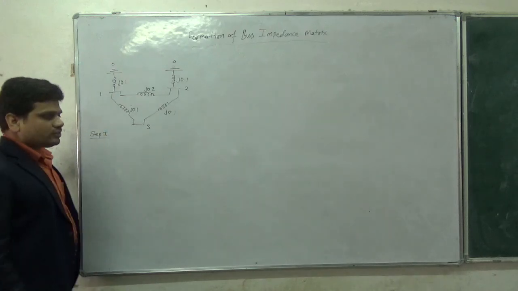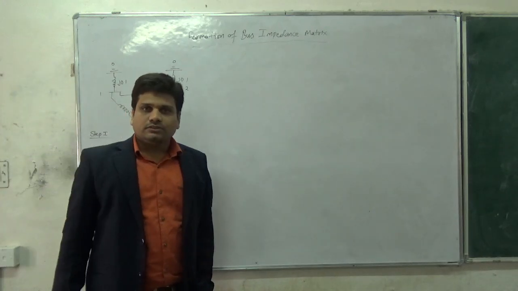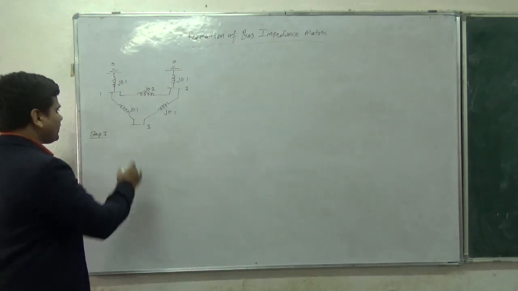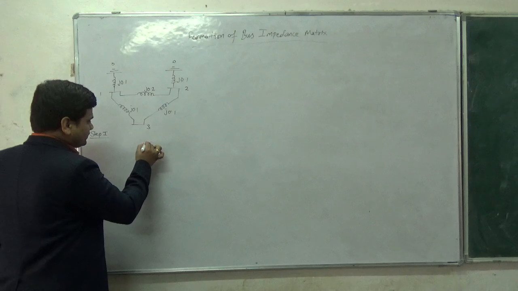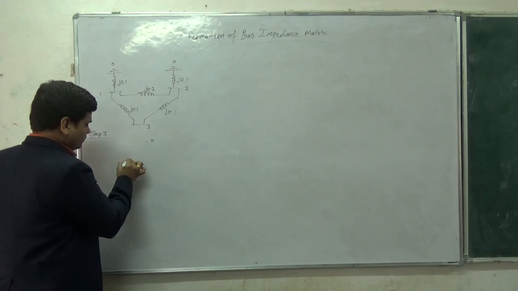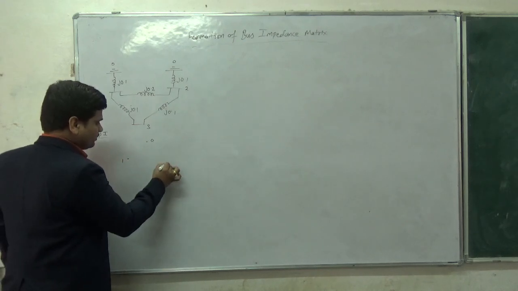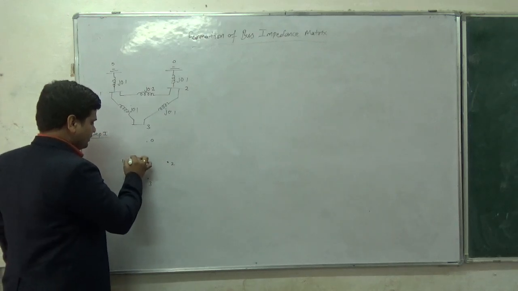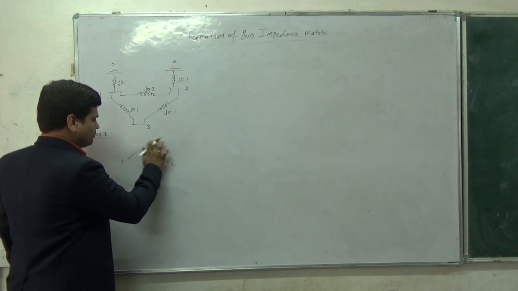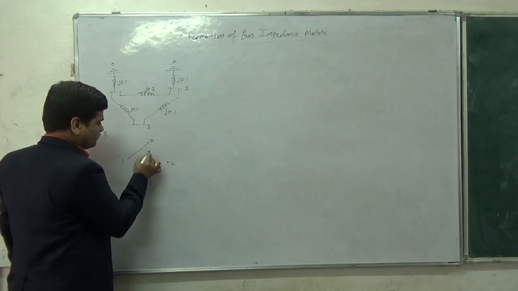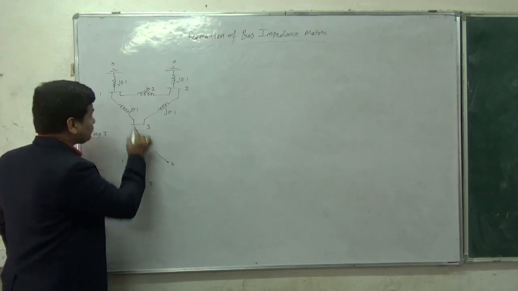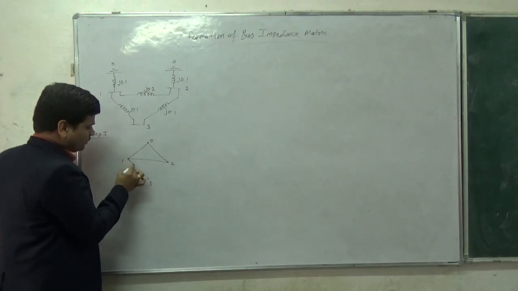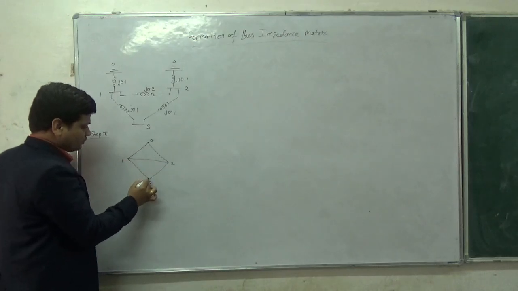First of all, draw the graph of the given network. This is my node 0, this is node number 1, this is node or bus 2, and this is 3. Connect 1 to 0, 2 to 0, 1 to 2, 1 to 3, and 2 to 3.